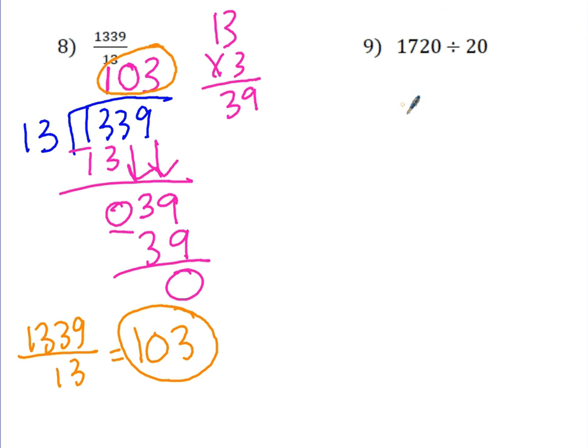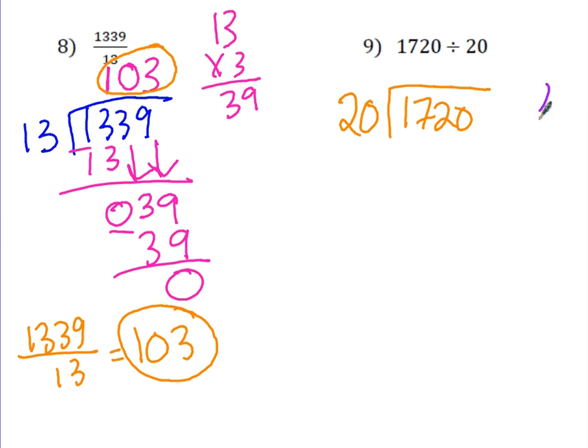And final problem here, 1720 divided by 20. We think about, okay, what can we multiply 20 by to give us 1? Well, that's too small. We move on to the next digit. What can we multiply 20 by to get us 17 without going over? Again, still too small, so we actually go to 172. And so we need to think about, okay, what's the biggest thing that we can multiply 20 by without going over that's the closest to 172?